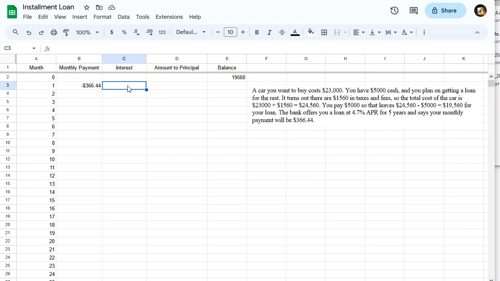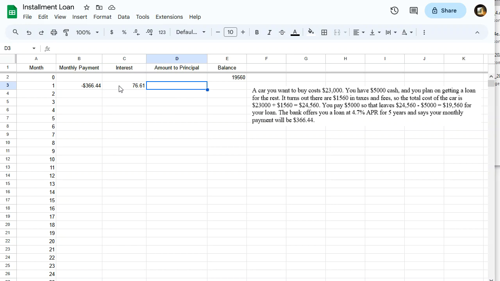Okay, so now to find the interest, what we're going to do is take the principal times rate times time, but we want to use this balance, right? So for our interest, we're going to go equals, and then click balance, and then hit times 0.047 and then divide by 12. And that's our interest.